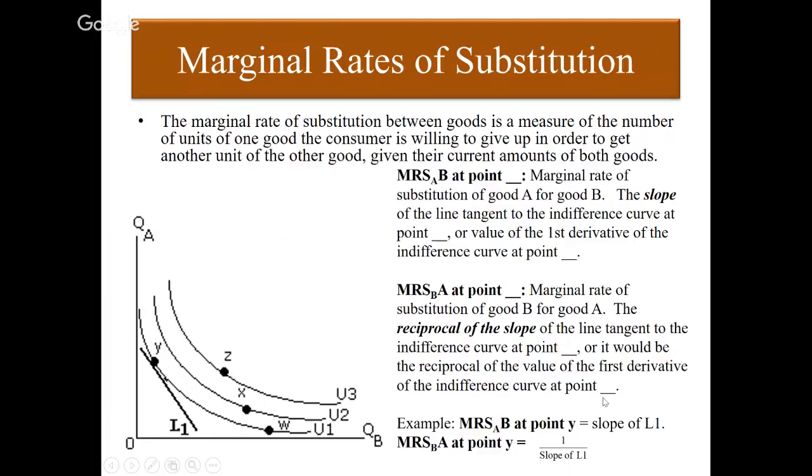There are 2 inverses. There's additive inverse and multiplicative inverse. This is the multiplicative inverse, which is properly called the reciprocal. So you need to be aware of MRS of A for B or B for A at a single point.